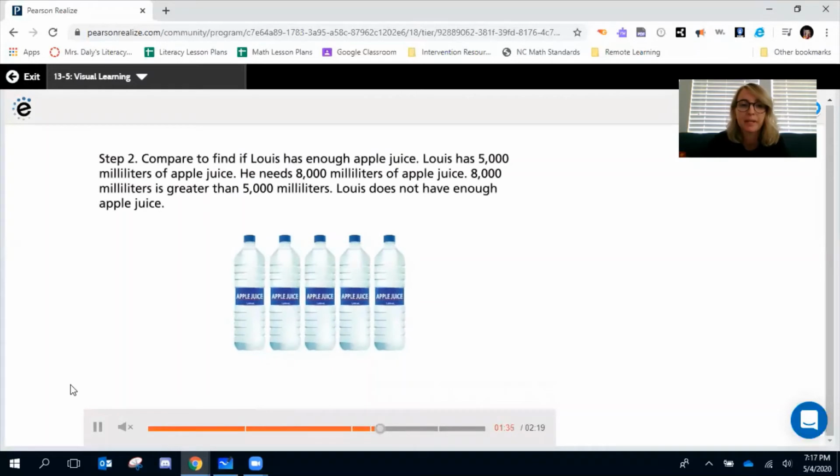Step 2, compare to find if Luis has enough apple juice. Luis has 5,000 milliliters of apple juice. He needs 8,000 milliliters of apple juice. 8,000 milliliters is greater than 5,000 milliliters, so Luis does not have enough apple juice.